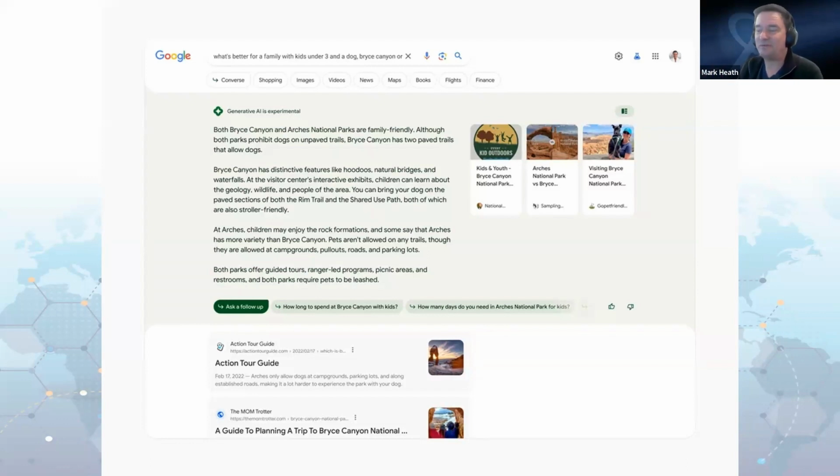And because it's trying to do interactive conversation, you'll see at the bottom of this screen, it says, ask a follow-up, how long to spend, how many days do you need, that type of thing. So you can then interact with the system and start to get more and more detail about this potential trip that you're looking to take.